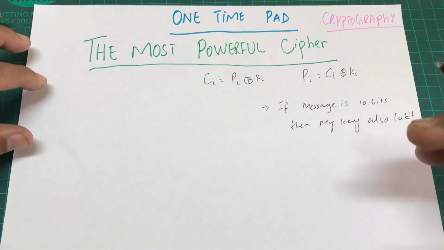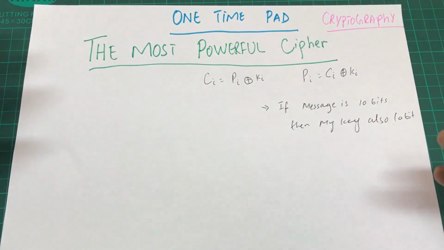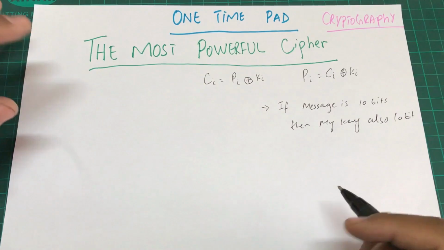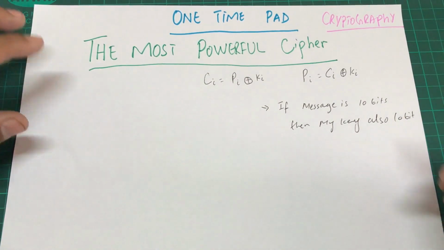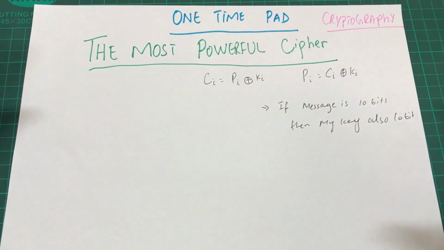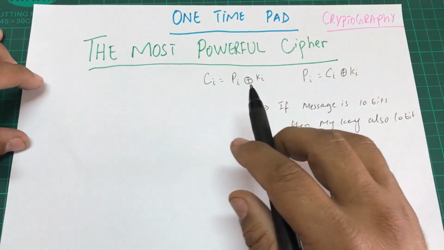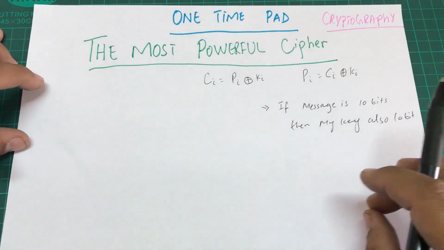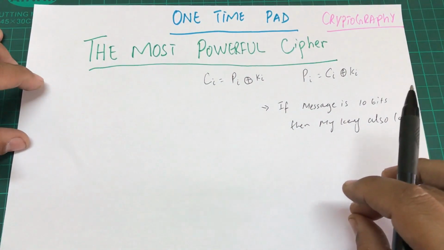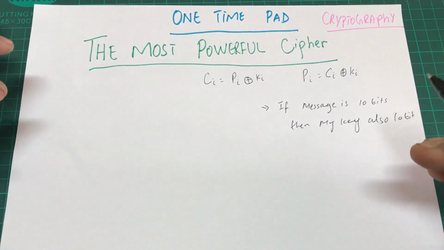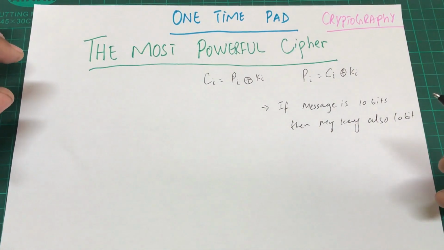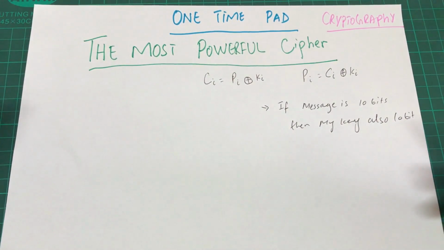If my message is 1 gigabit, then my key has to be 1 gigabit. So for every individual character or every single bit, I will have an individual key for it, which makes it impossible to break. If I'm sending a 1 gigabyte file, then I have to have 1 gigabyte of key as well.